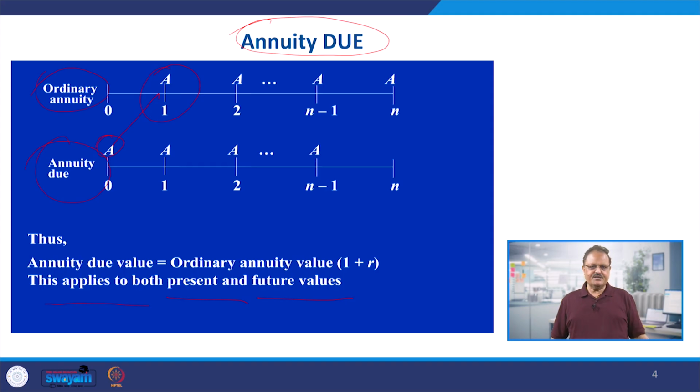This point has to be taken into account very carefully, otherwise the results will differ significantly and the ultimate purpose of calculating the final value of the annuity, maybe present or future value, may not be attained. So you have to be very careful which annuity we are talking about and how to evaluate it, whether it is an ordinary annuity or an annuity due, and accordingly you calculate the present or future value of that annuity.